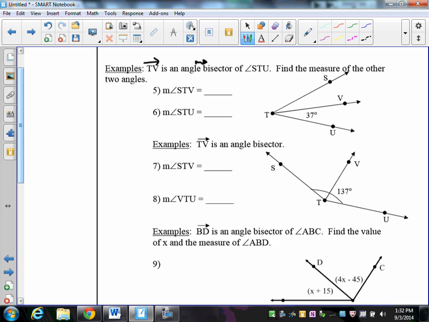Well, if it's an angle bisector, that means that these 2 angles need to be equal. So that's just going to be 37 degrees. So STV is just 37 degrees. The other angle we need is STU. So we have ST to U. We see that we have 2 37-degree angles, so we just add them up. So 37 plus 37, and we get our answer of 74 degrees.